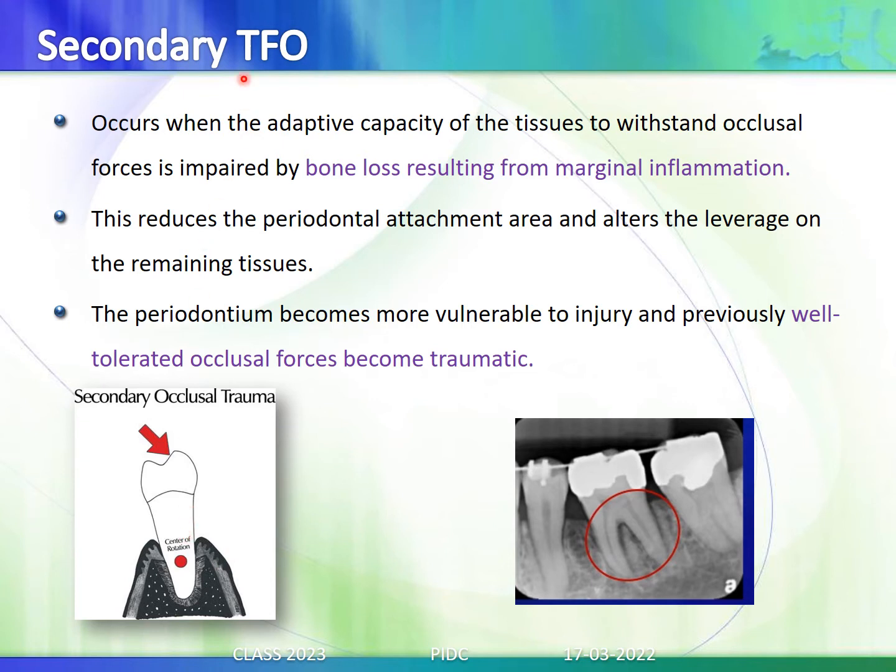So coming on to secondary trauma from occlusion, it occurs when the adaptive capacity of the tissue to withstand the occlusal force is impaired from the bone loss resulting from the marginal inflammation. So because of marginal inflammation, there is already some amount of bone loss which has occurred. On this, if there is going to be occlusal trauma, then it results in what is called secondary trauma from occlusion. This reduces the periodontal attachment area and alters the leverage on the remaining tissues. The periodontium becomes more vulnerable to injury, and previously well tolerated occlusal forces could also become traumatic.